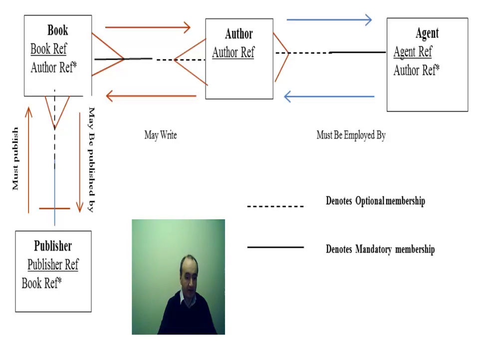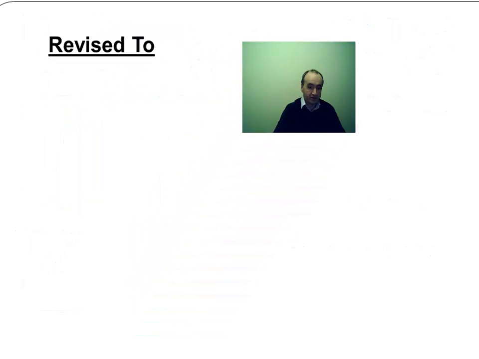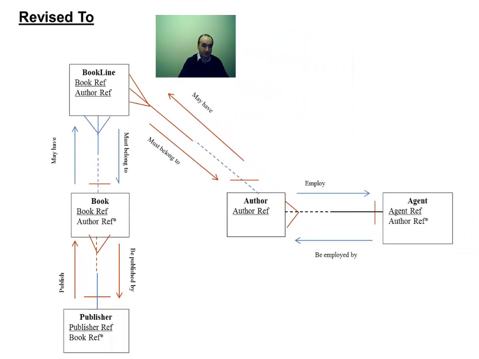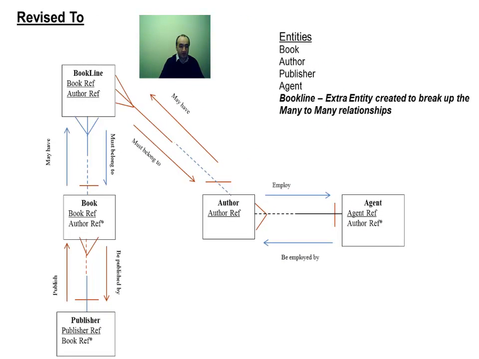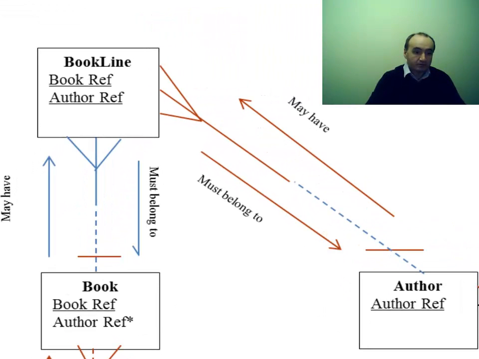Now, as we said before, many-to-many relationships are not supported by relational database management systems, so we must create a bridging entity to get rid of this problem. So we must revise the previous ERD by introducing a new entity called bookline, and this is used to break up the many-to-many relationship. So we can see now that there is a one-to-many relationship between author and bookline, and a one-to-many relationship between book and bookline.